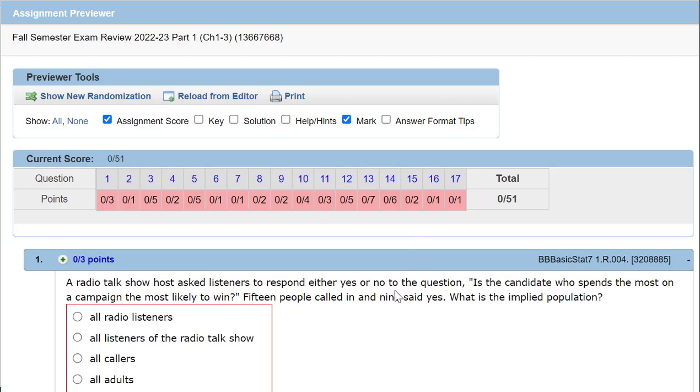Okay, let's go ahead and walk you through this review for your midterm. And remember, this is covering chapters 1 through 3 on this review, and then I have another review for the next half.